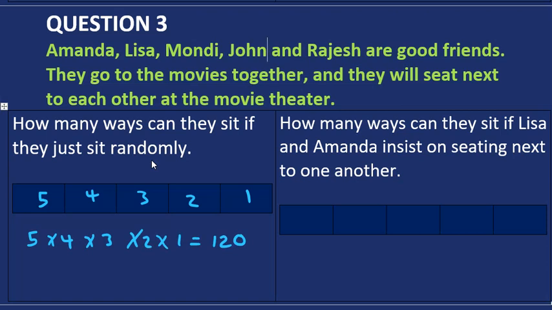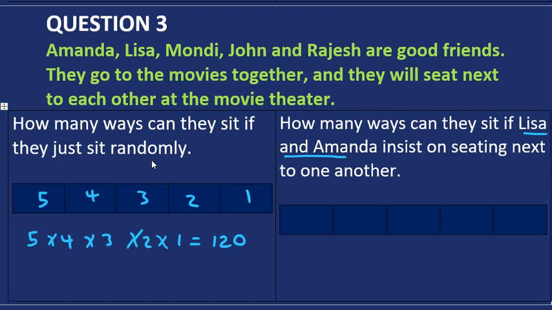How many ways can they sit if Lisa and Amanda insist on sitting together? If Lisa and Amanda are insisting on sitting together, we've got a bit of a problem, but it's not really a problem. All we have to do, since these two want to sit together no matter what, is consider them as one unit. So now, if we consider 2 people as one unit, we will just look at them like they're tied together by glue. They're just one person.